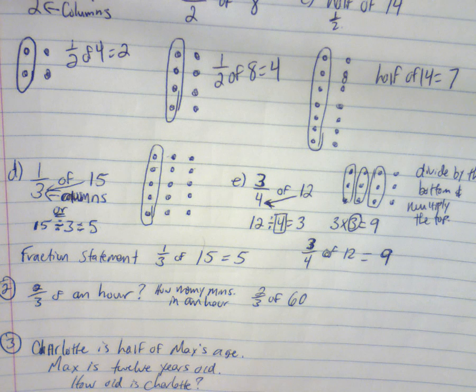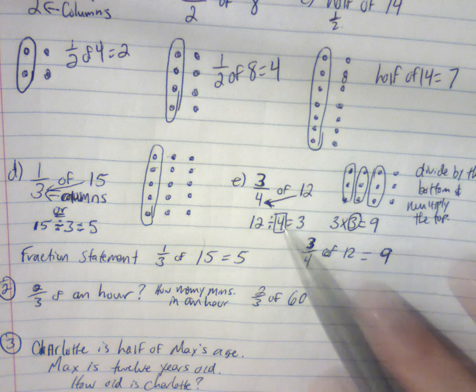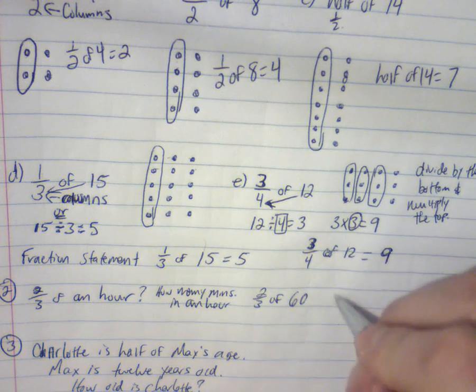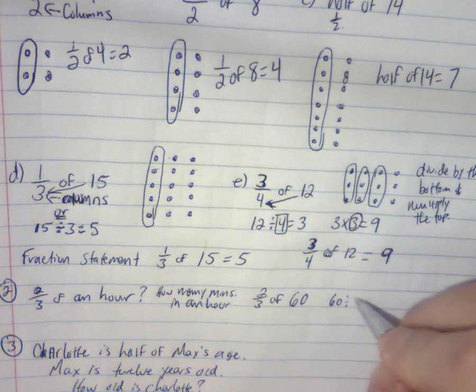Good. Now, let's take a look at how we're going to figure this out. You can draw dots. You go right ahead and draw all the dots that you want to draw. You're going to have to draw 60 of them. I'm going to do it the way that I showed you up here with division. So I'm going to go 60 divided by 3.